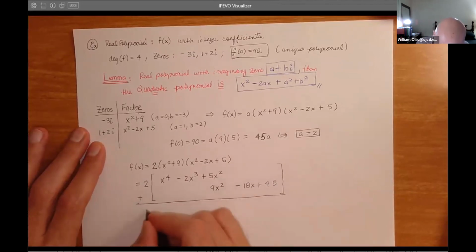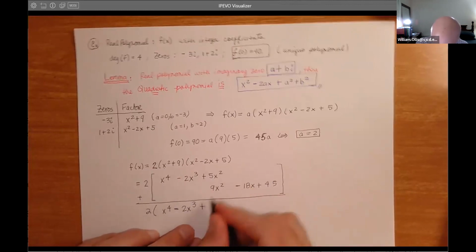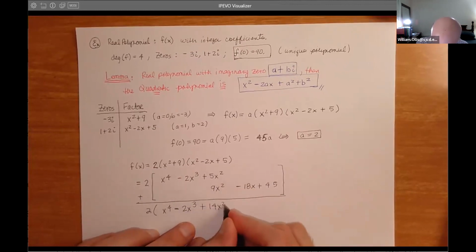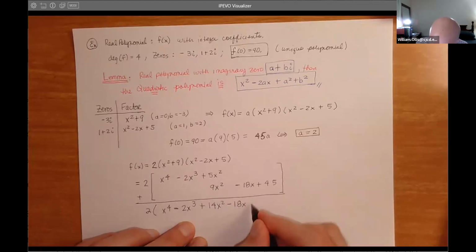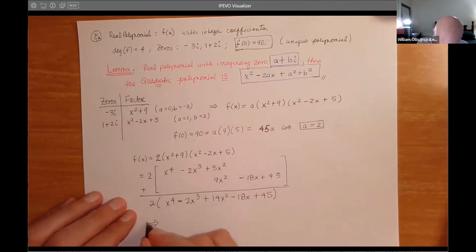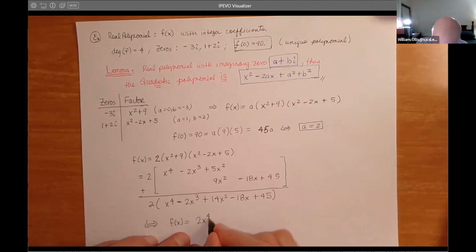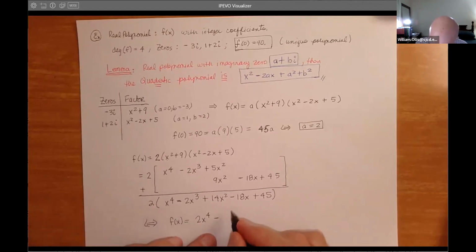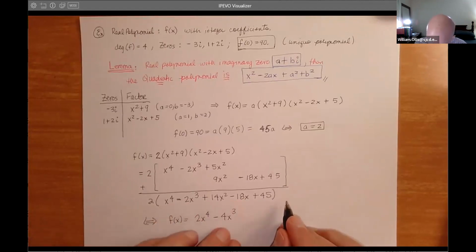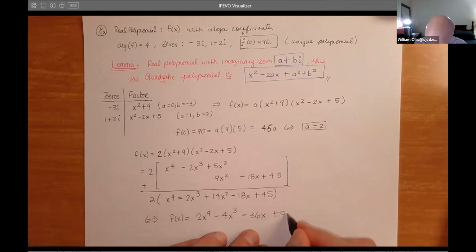So let's just add them up. So this will be 2 times x to the 4th minus 2x cubed. Now we add these, we get a 14x squared minus 18x plus a 45. And now, of course, we can multiply by 2. So if and only if f of x equals 2x to the 4th minus 2 times the negative 2, so we get a 4x cubed. And here are 2, we get a 16 and a 1. So that'll be a negative 36x. And then 2 times the 45 will be a 90.